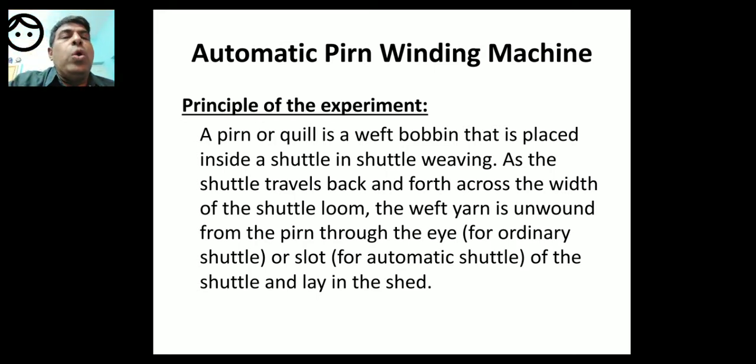As the shuttle travels back and forth across the width of the shuttle loom, the weft yarn is unwound from the pirn through the eye for ordinary shuttle or slot for automatic shuttle of the shuttle and laid in the shed. So as the shuttle travels back and forth, that means the shuttle is propelled from one end of the loom to the other end by the picking mechanism, over pick mechanism, under pick mechanisms that I have already told you.